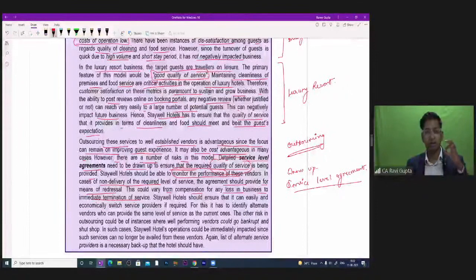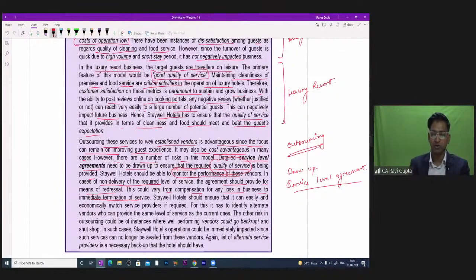If they are failing to provide the level of service mentioned in the service level agreement, there should be redressal. That means we could either terminate, or they have to pay penalties, because due to their fault the company needs to suffer, right? So they have to provide compensation for any loss in the business, or we can also charge them a penalty as well as terminate their agreement.